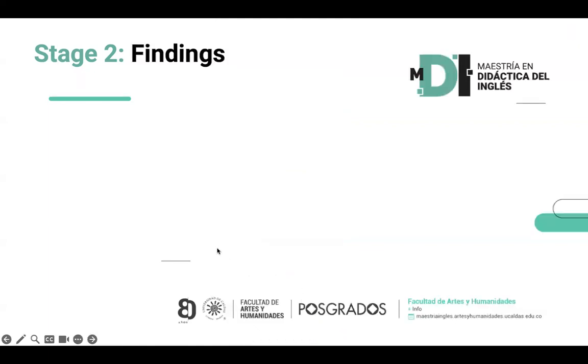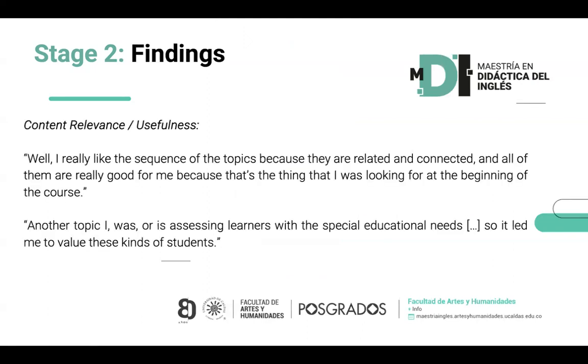So what did we find during this stage? This is what the teacher said in the focus group interview. This is an example of the focus group interview, sample data that highlights a trend. One teacher said, I really like the sequence of the topics because they are related and connected. So there is coherence. And all of them are really good for me because that's the thing I was looking for at the beginning of the course. Notice that this teacher, and this was a trend in the focus group interview, saw the connection between the contents and activities in the course and what they told us in the design or diagnostic stage.